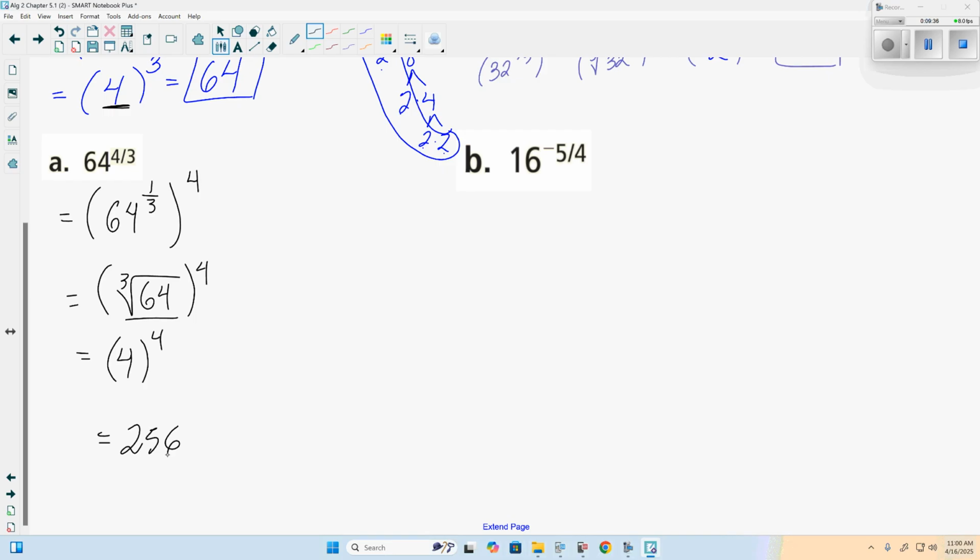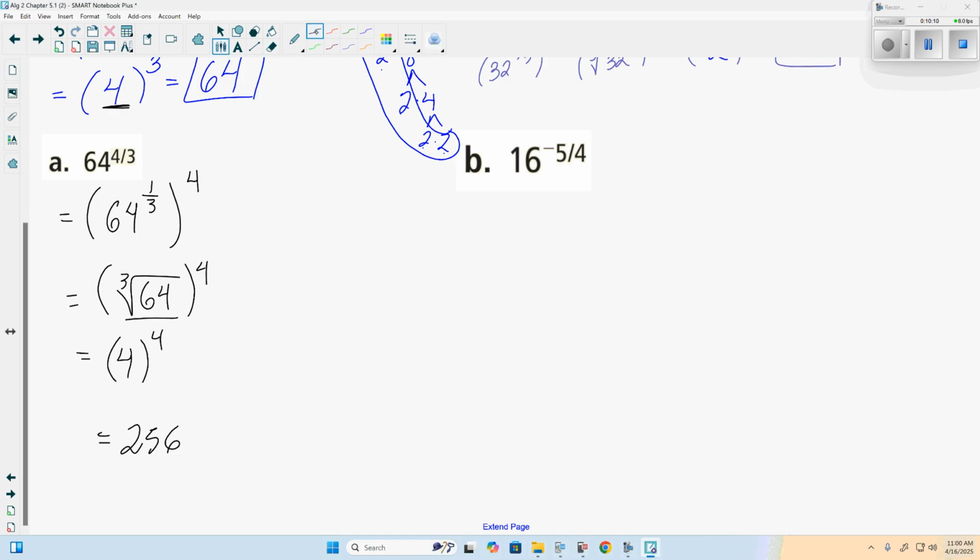Four to the 4th will be 256, because 4 cubed is 64, so we're just multiplying it by 4. And if we wrote that out, 64 times 4, 4 times 4 is 16. So 6 carry the 1. 6 times 4 is 24, with our 1 carried to be 25, giving us 256. Telling us that 64 to the 4/3 is indeed 256.